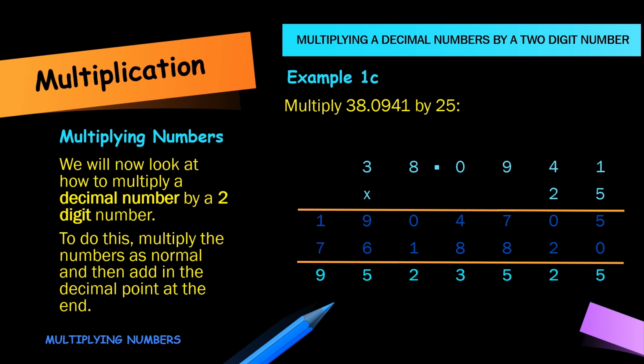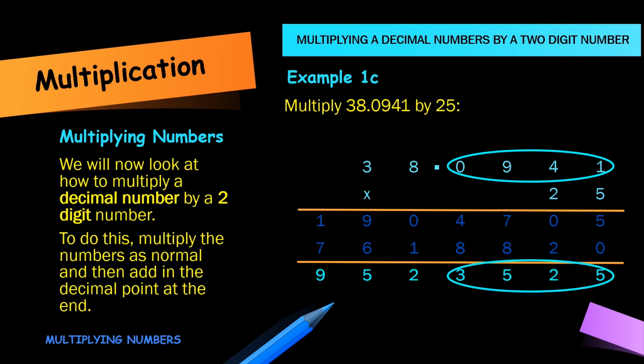Since there are 4 places after our decimal point, we add the decimal point in our answer so that there are 4 digits after it, as shown.